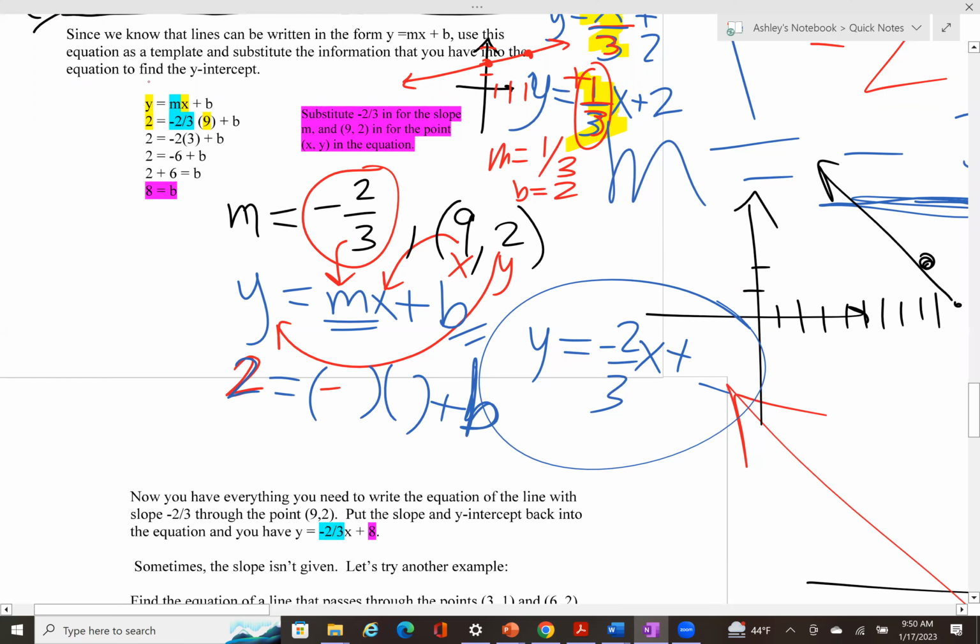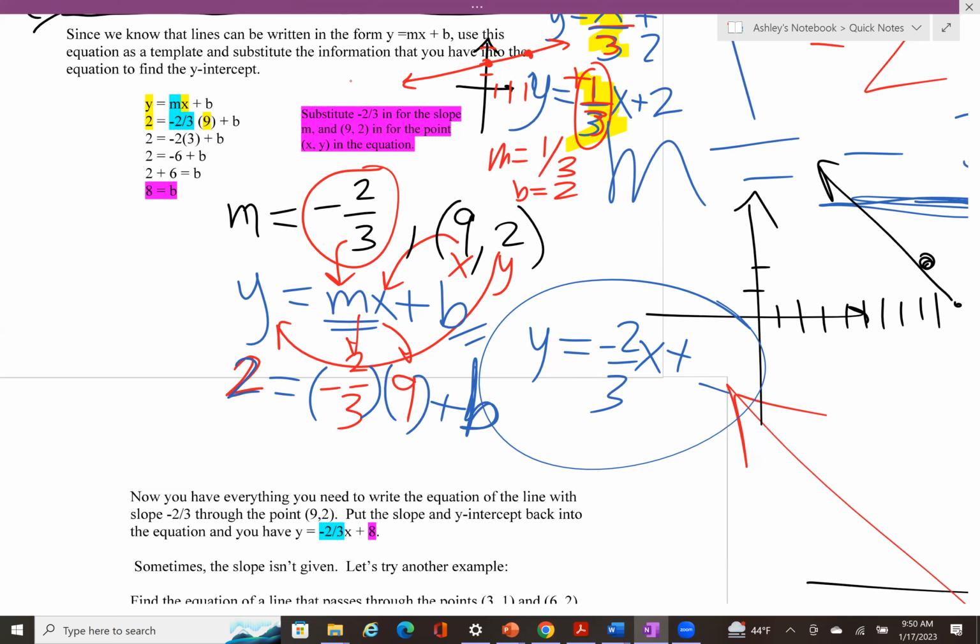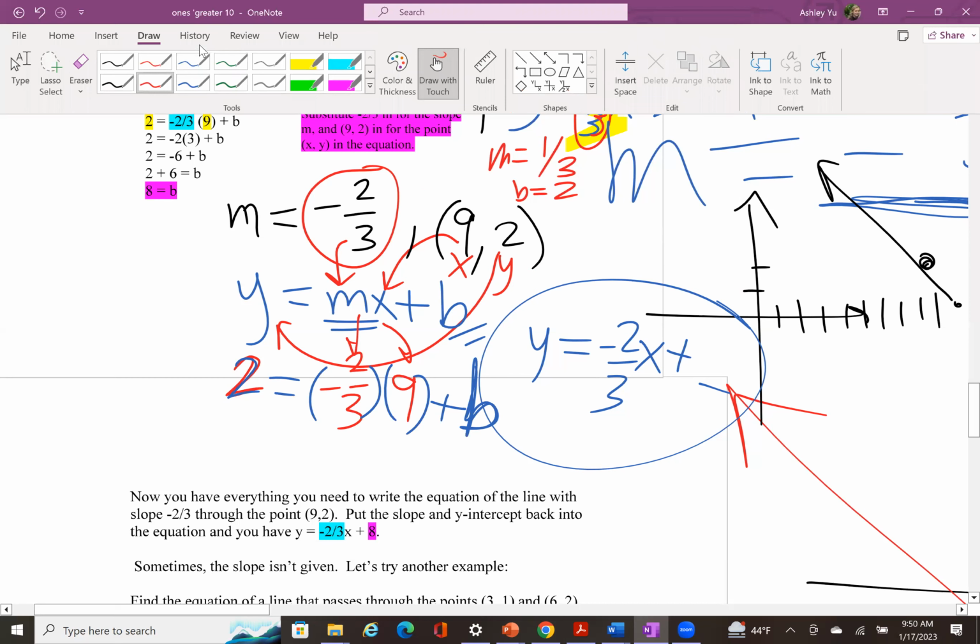We said m is negative 2/3, so I'll replace that, and then multiplied by x. x was the x value of the point, 9. So that's pretty much it. Now if I solve this equation for b, then I'll have the answer.